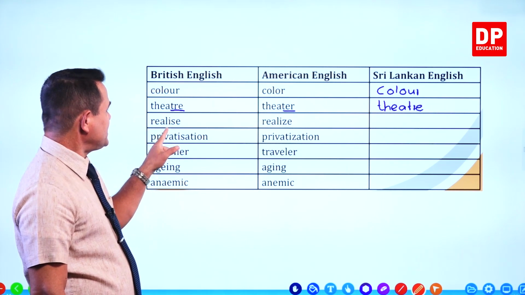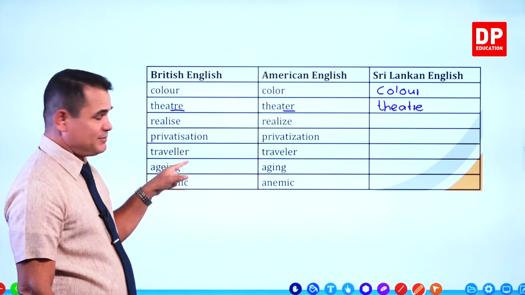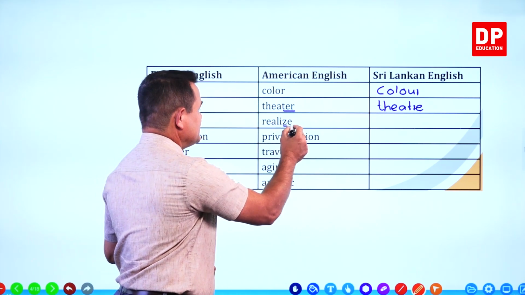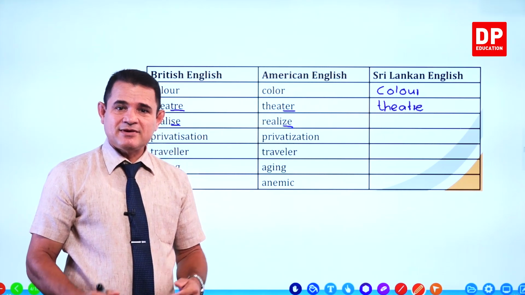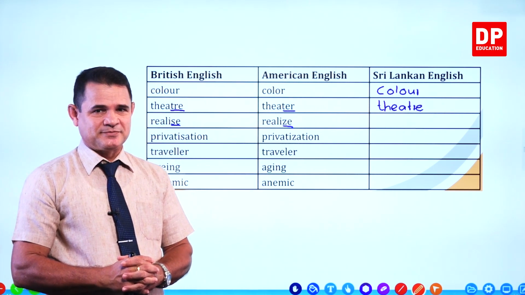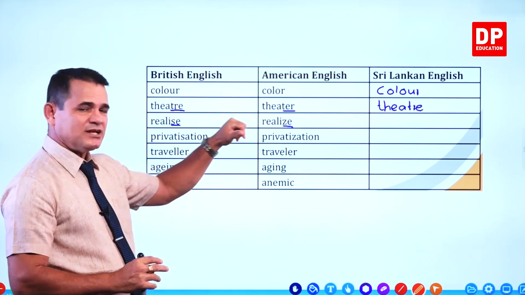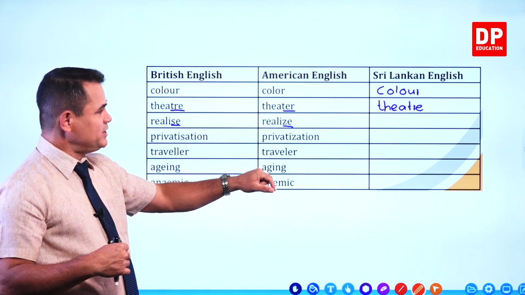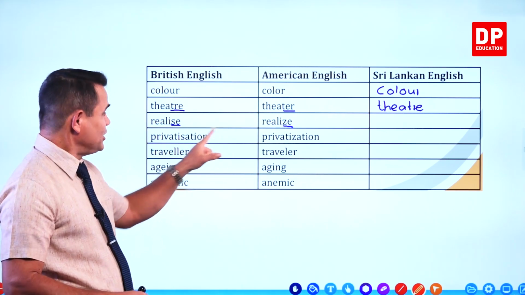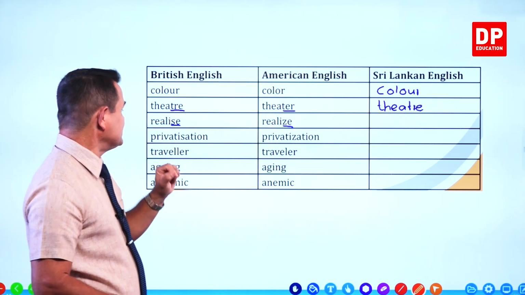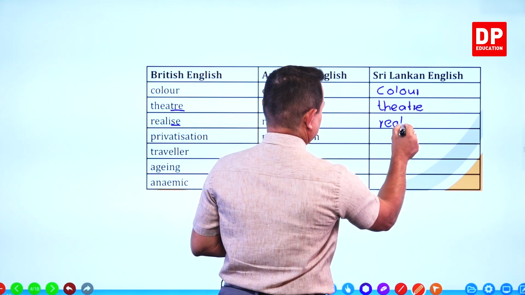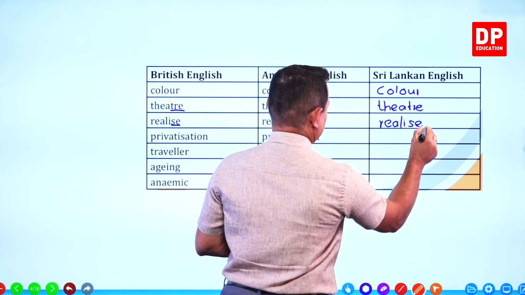And realize, remember here, S-E. Here is a Z. Realize. And see the spelling difference between British English and American English. So what do we use? We use British spelling, realise, not Z, but S-E. Realise.